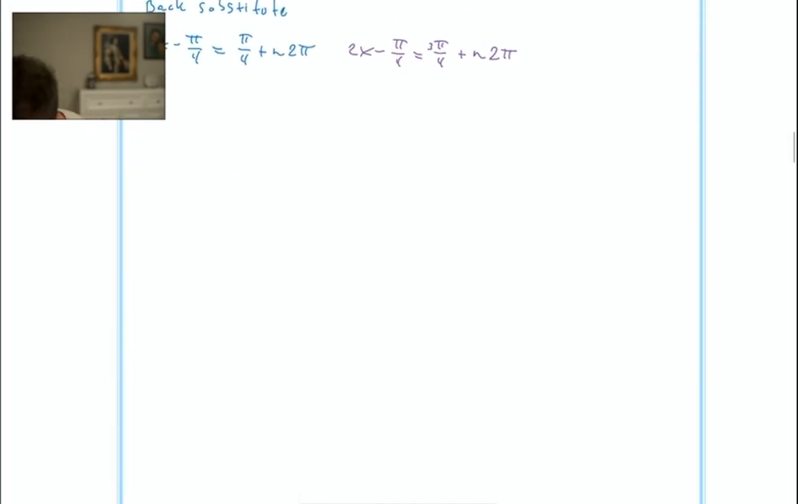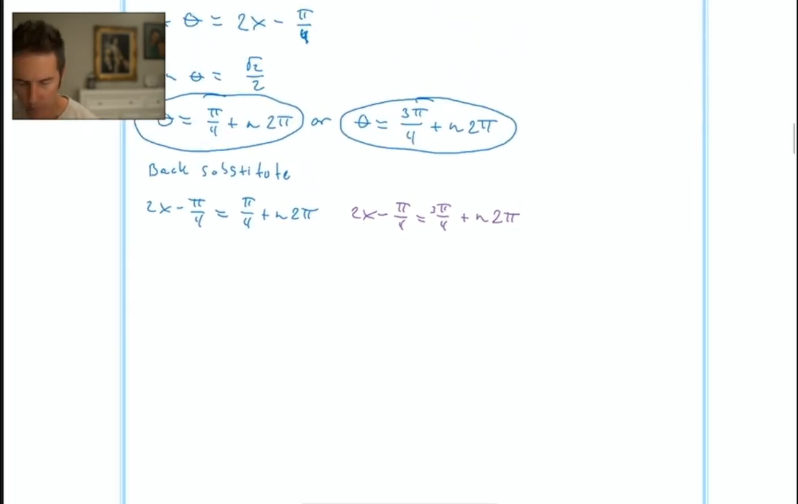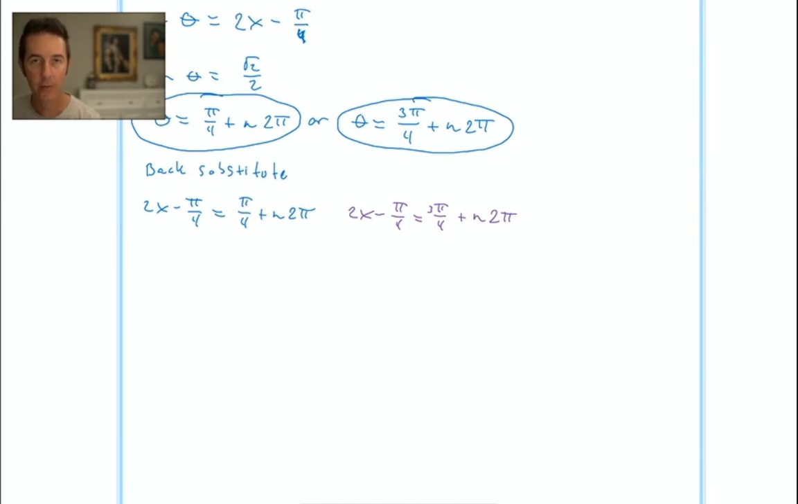And now we need to solve these equations for x, and then we'll churn through some n values. So if you want to put a little note over here that says solve these for x, you can, or we can solve it for x and then bracket it and write solve these for x. Put that note wherever you want. Let's add pi over 4 to this first equation.